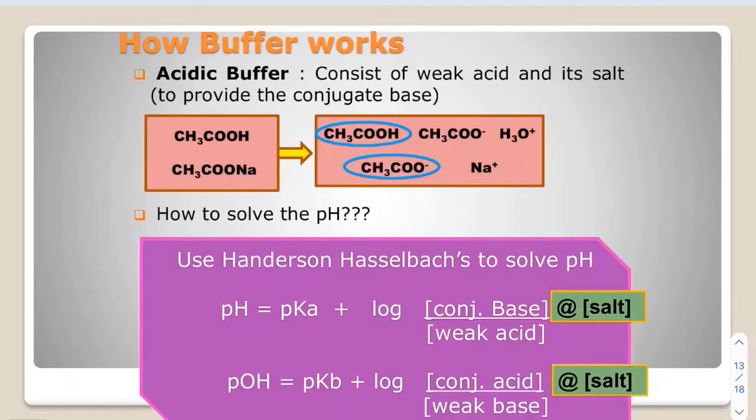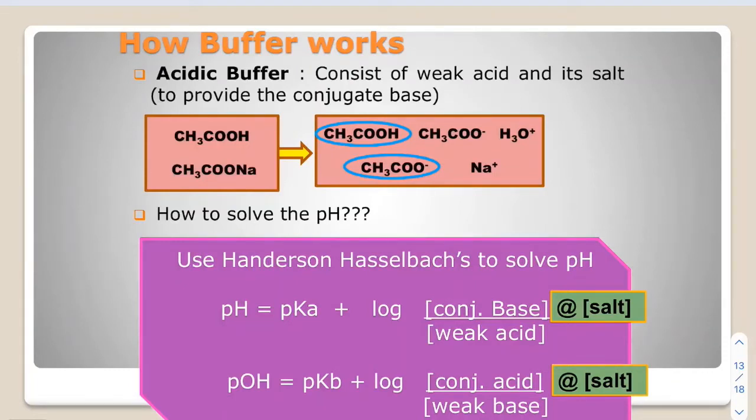So the same example as before, when we have an acidic buffer, we have a mixture of acetic acid and sodium acetate. So actually in the system we have acetic acid, acetate, H3O+. These are the components of the acetic acid. And then from sodium acetate we have acetate ion and Na+. So these two are in common.